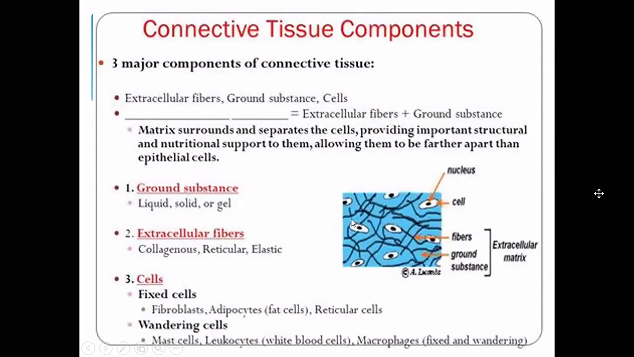Okay, so again, the connective tissue components, as I said, you have your extracellular fibers, you have the ground substance, and your cells. Now the matrix is your extracellular fibers plus your ground substance. The matrix surrounds and separates the cells, providing important structures and nutritional support to them, allowing them to be further apart than epithelial cells. So ground substance may be liquid, solid, or gel.